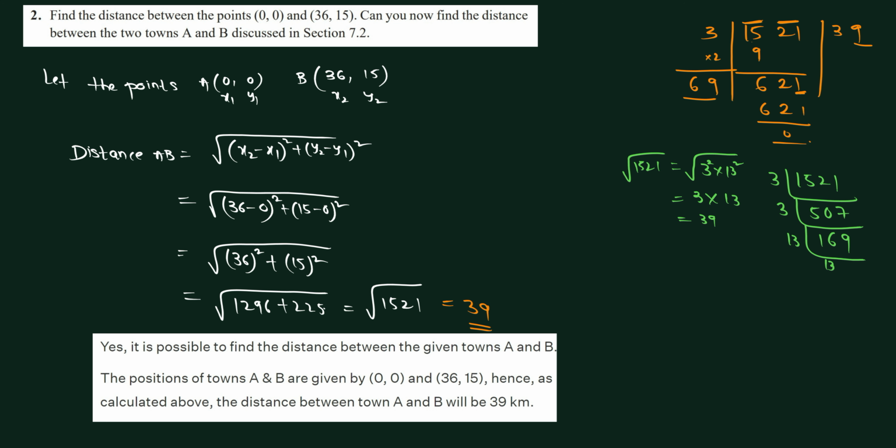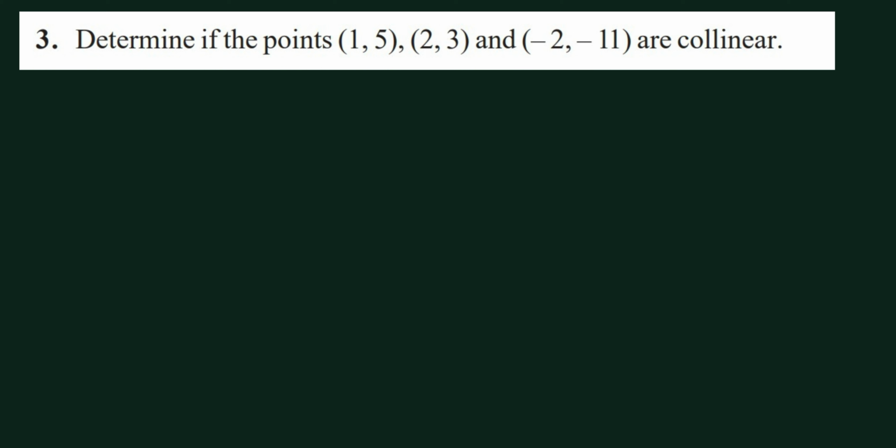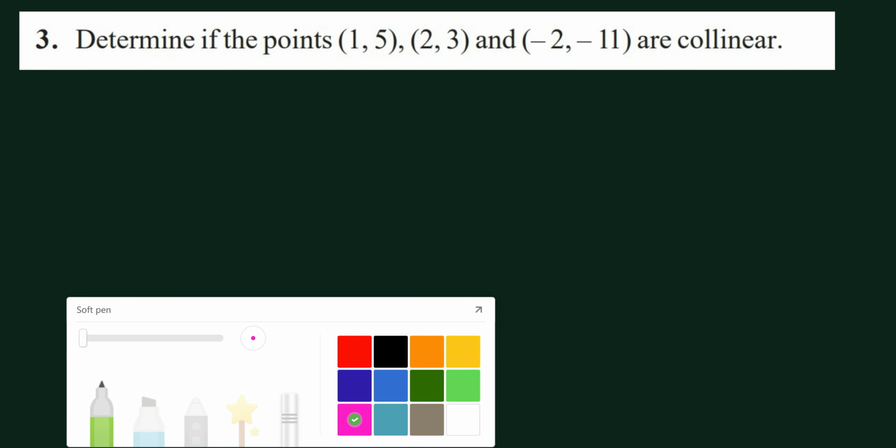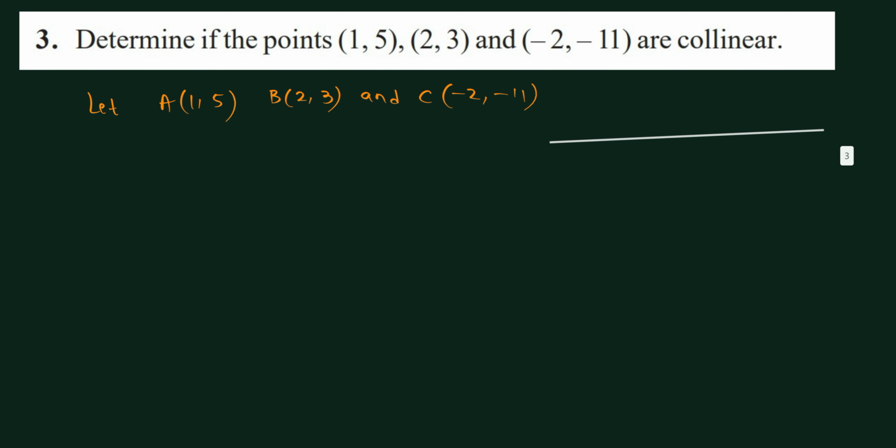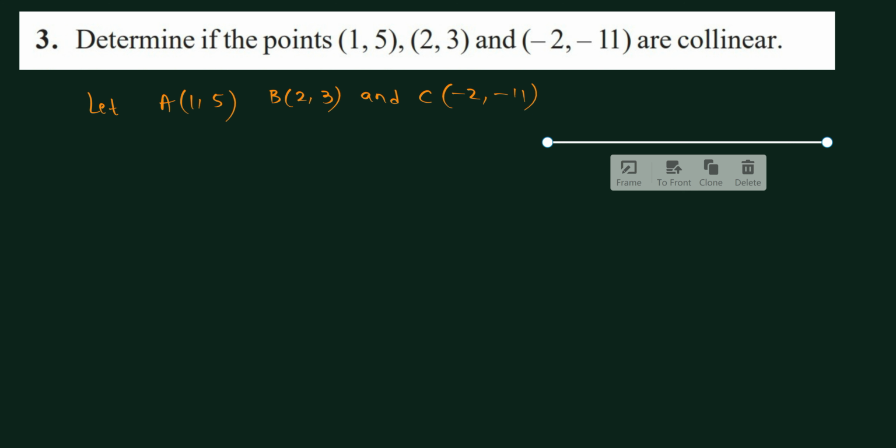Note on this. Determine if the points (1, 5), (2, 3), (-2, -11) are collinear. Here 3 points are there. Let the given points be A (1, 5), B (2, 3) and C (-2, -11). We have to determine if the given points are collinear. So what is collinear? Collinear means the given 3 points lie on the same line.